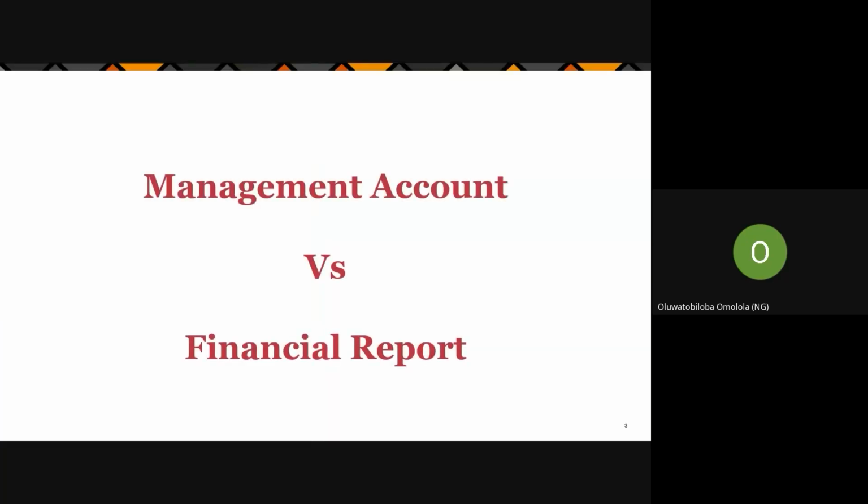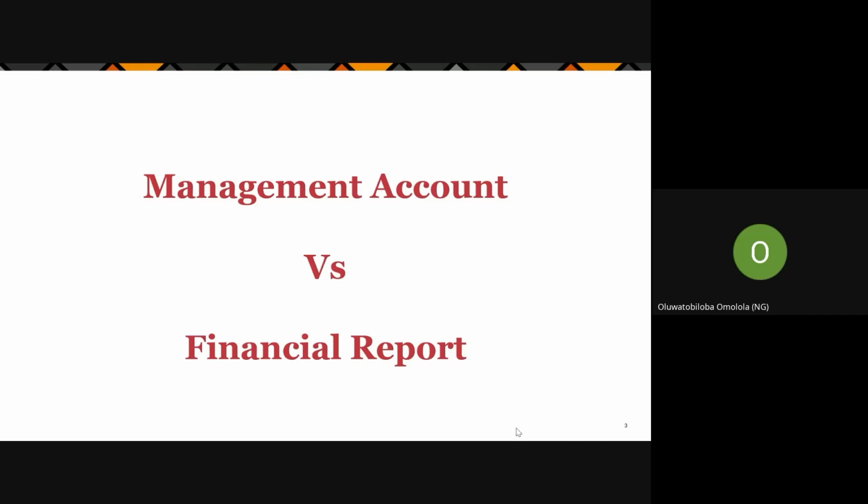I know that many of us are accountants, right? And we would have been hearing things like management accounts and financial reports. So let me quickly distinguish between these two very similar but distinct terms. The two items are similar because they are showing the report of a company: whether the company has profits, losses, the assets of the company, the liabilities of the company, and things like that.